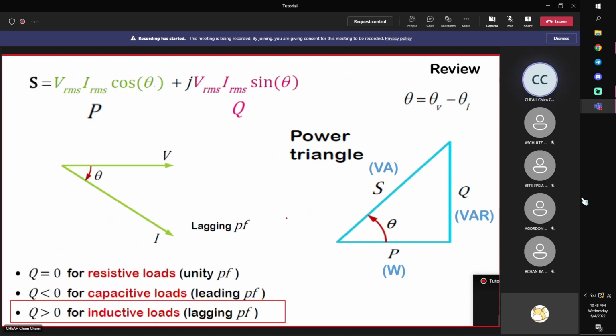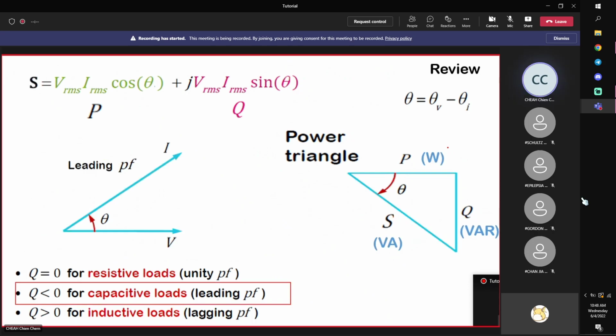Okay, let us move on. So we know that for inductive loads, I is lagging V. So usually when you plot the power triangles, for lagging power factors, Q is greater than 0, so we put the reactive part upwards. As for capacitive loads, I is leading V, leading power factor, and your reactive power is negative. So usually we draw the triangle the other way around, indicating that this is negative.